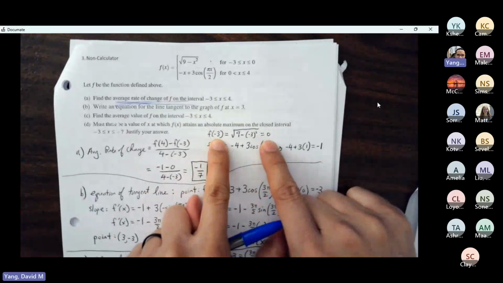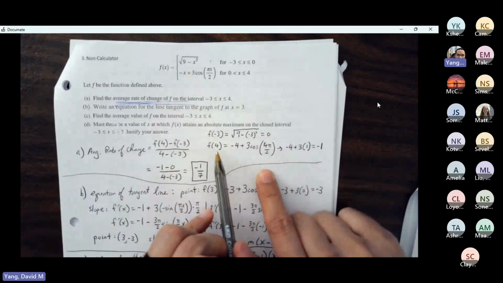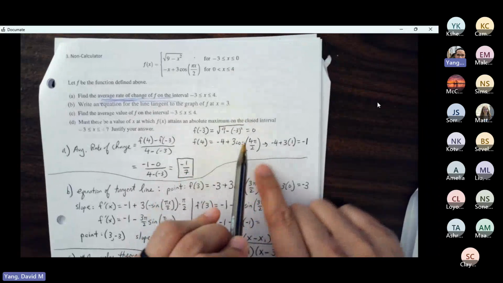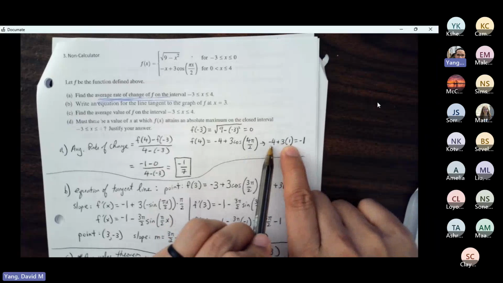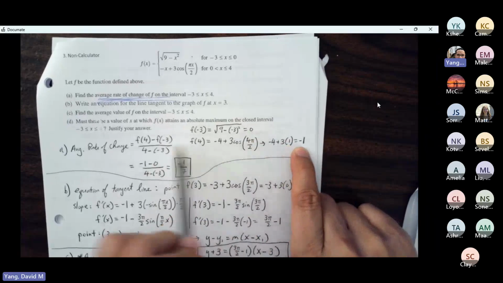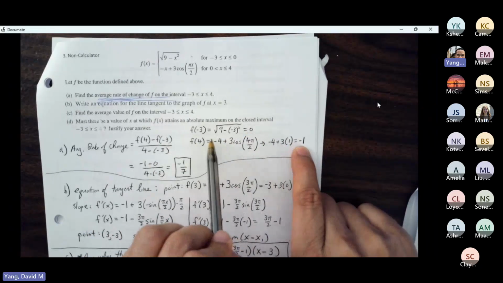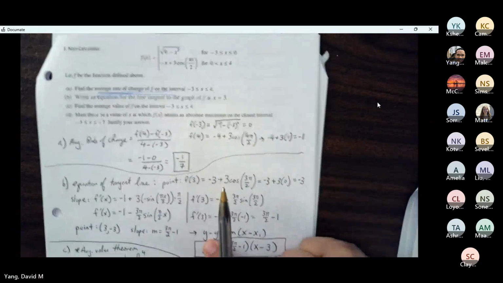So we'll find f of negative 3 by plugging negative 3 in for the radical function, and plug 4 into the second function because that's where the graph exists at 4. Cosine of 2 pi is the same thing as 1. Negative 4 plus 3 is negative 1. So we do change in y over change in x. Negative 1 minus 0 over 4 minus negative 3 is negative 1/7. Okay, and that's it.